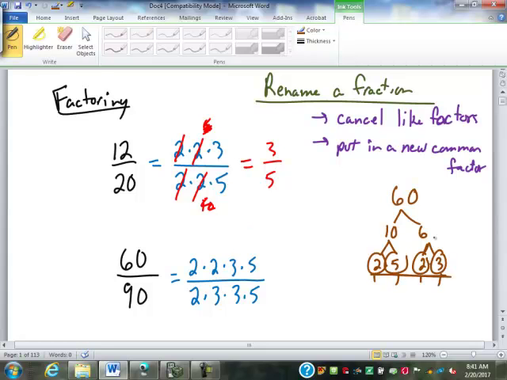Now that we have that factored, we can cancel out. There's a 2 in both of them, and there's a 3 in both of them. What that leaves me with on top is 2 times, oops, and what else do we have in common? There's a 5 I can get rid of, right? So that leaves me with on top is just the 2, on bottom just the 3.